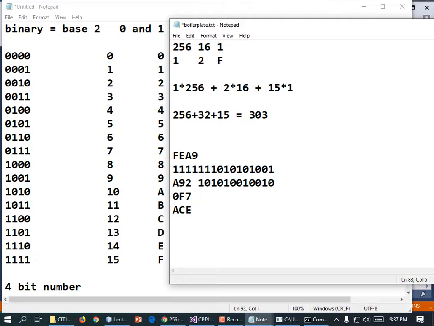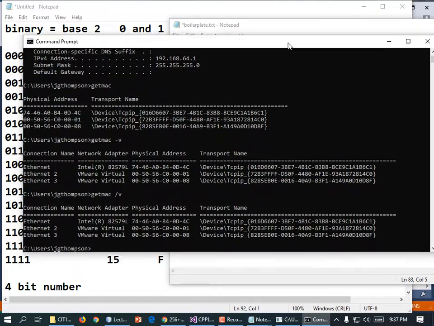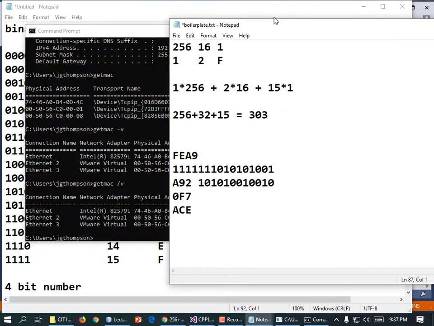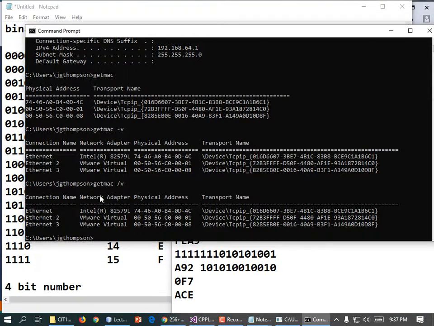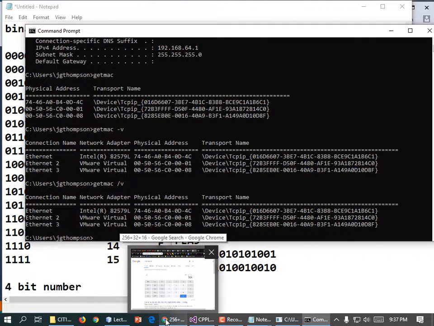So since a byte is 8 bits, any byte can be represented by a pair of hexadecimal numbers. And so when we typed in get max /v, each one of those is a byte. Each 2 letters represents a byte. Every 2 hexadecimal numbers represents 8 bits, so 1 byte. So that's a byte, that's a byte, that's a byte, and so on. Is an address. That's a good place to stop.